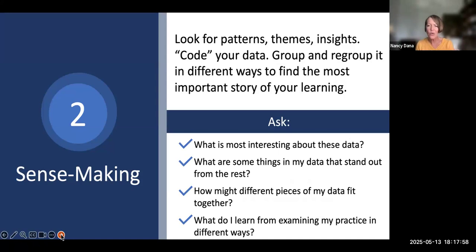Take note of what's interesting, what's fascinating about what you see happening. What are some things in my data that stand out from the rest? How might different pieces of my data fit together? And then, what do I learn from examining my practice in different ways? So this is all that notion of sense making, step number 2.